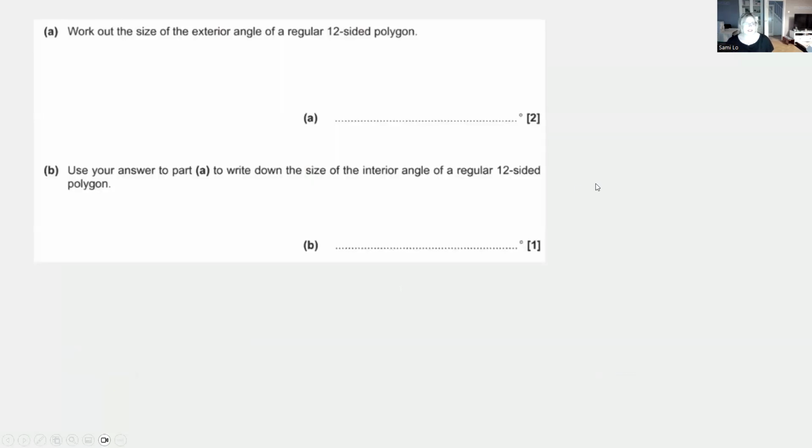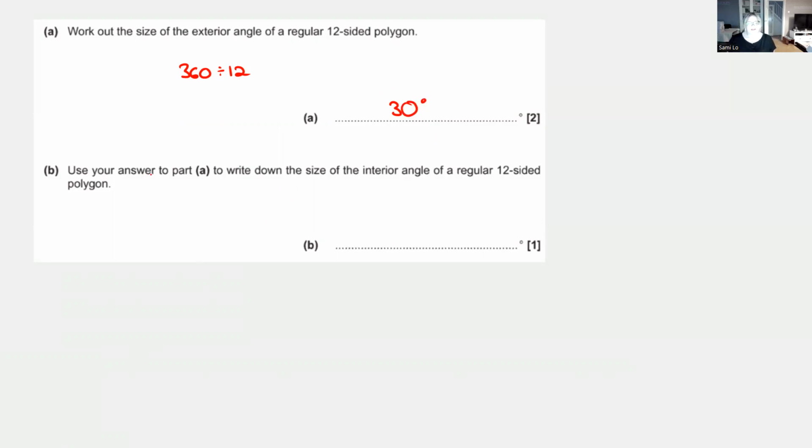So the first question says, work out the size of the exterior angle of a 12-sided polygon. Really nice and simple. So we're going to do 360 divided by 12, and that is going to give us our first answer. So maths-wise, you should be okay on that. It should be a nice, easy one, but we do have a calculator for that exam.